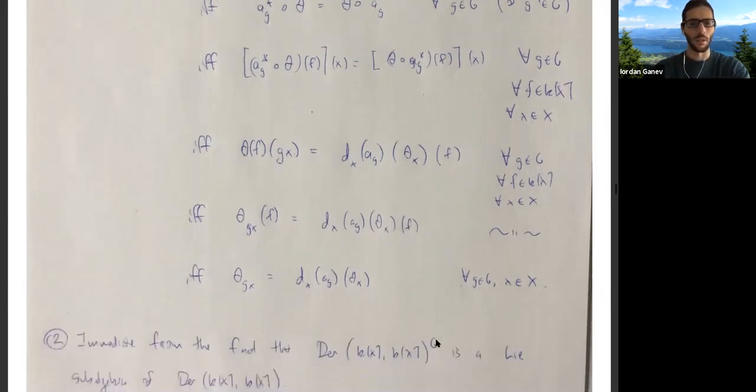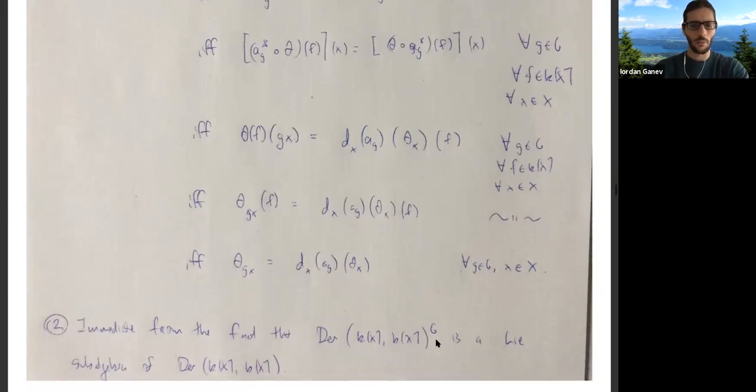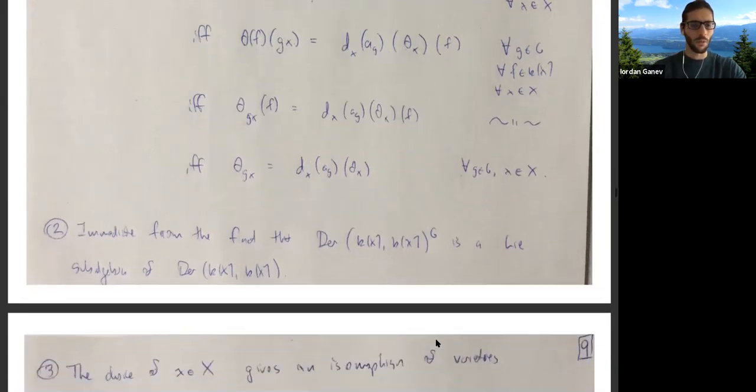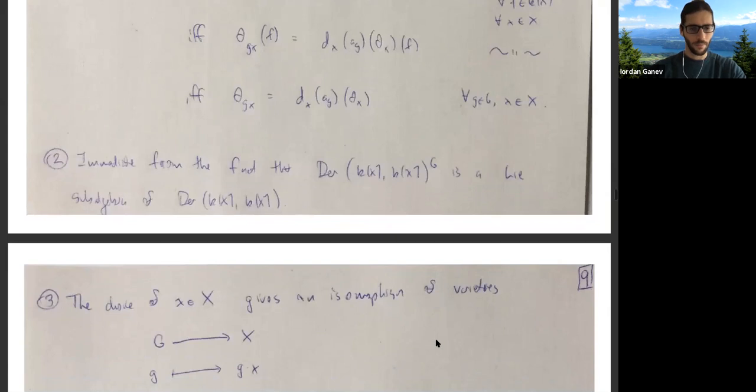Okay, so what about the second claim? Well, there's actually not that much to show, because if you're convinced by the example I showed earlier that the equivariant derivations form a Lie subalgebra of the derivations of an algebra A, then that follows immediately. Or you can try to show it directly; it's straightforward.